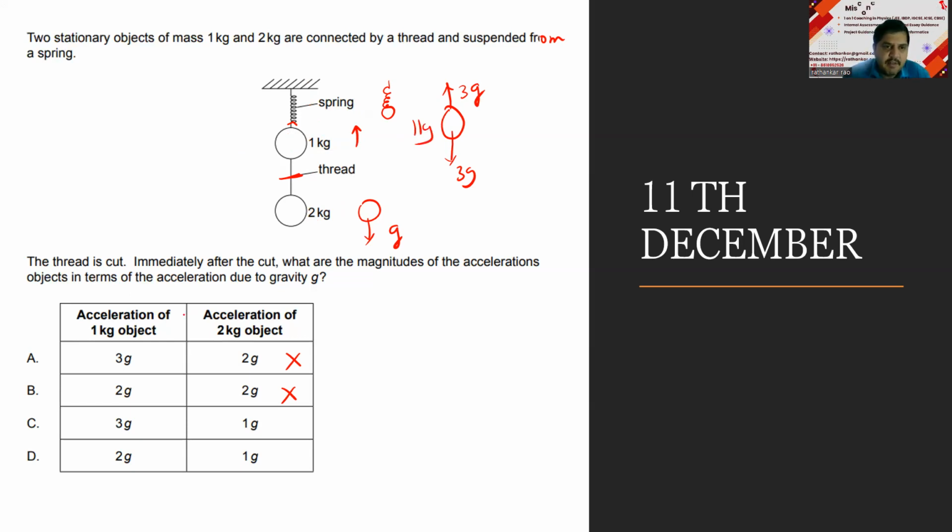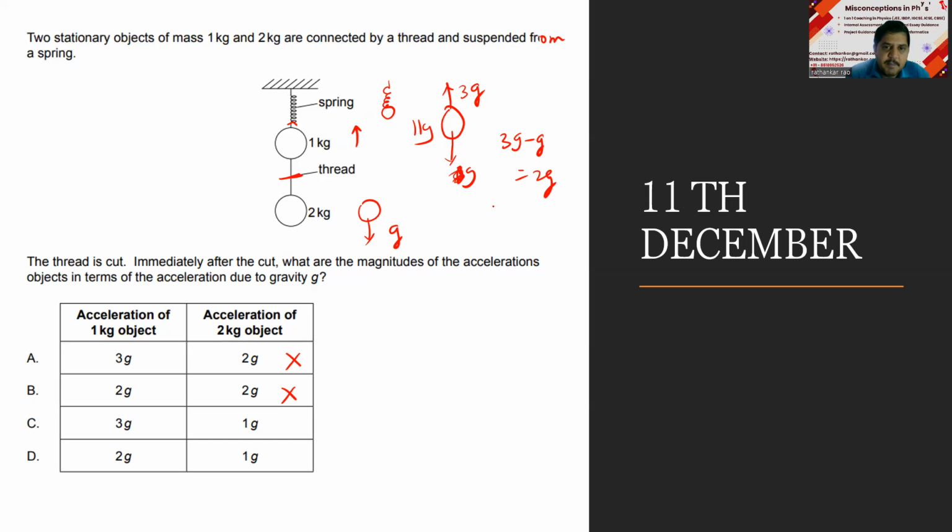Now, if I cut this 2 kg object, what happens over here? The 2g is absent, because it's already been cut. So the downward force is no more 3g, but only equal to g. Do you agree? Right? So this is only equal to g. Therefore, the net force acting over here should now be equal to 3g minus g, which is equal to 2g. So the net force is equal to 2g.